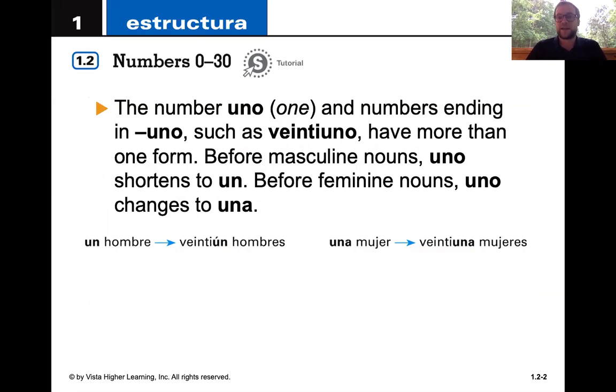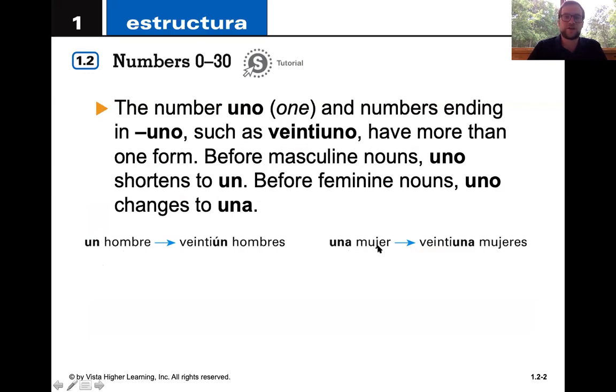And before feminine nouns, it will be shortened to veinte or changed to veintiún. Okay, so por ejemplo, tenemos aquí un hombre, veintiún hombres. Also, you can notice that we're not saying one man, a man, as "uno hombre", right? We're saying un hombre, a man. Veintiún hombres.